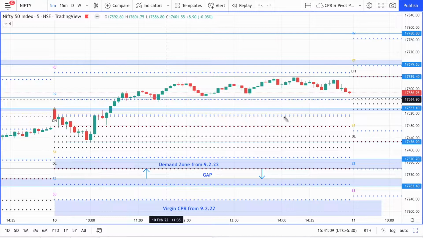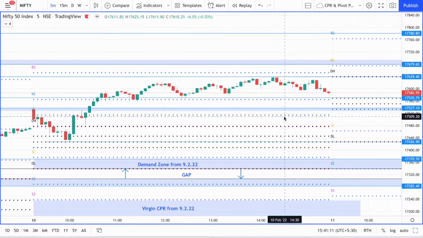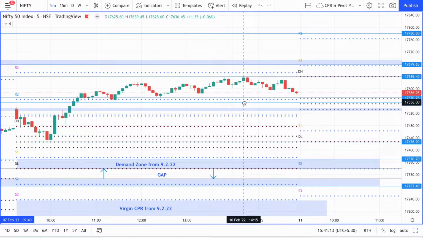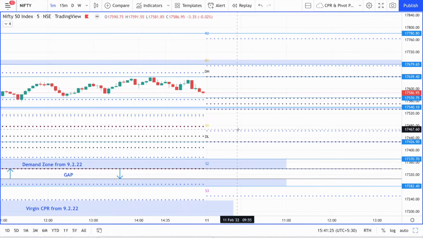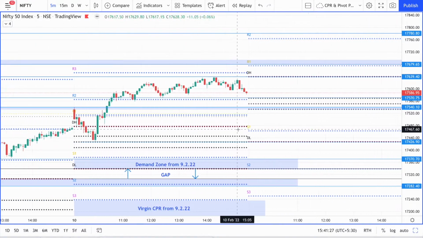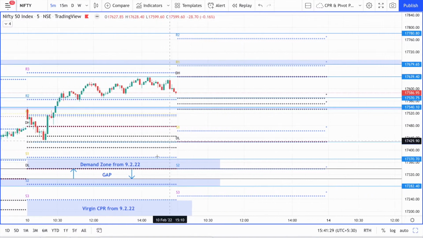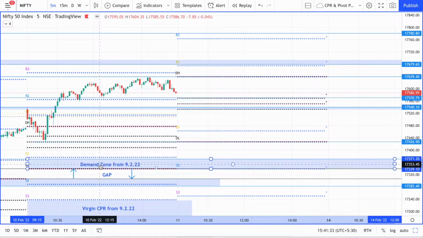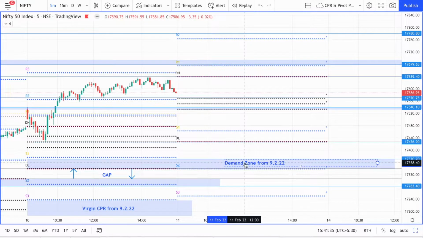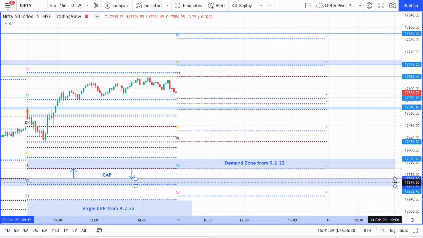Okay, obviously we need to see where price opens tomorrow. But we will see. According to that, let's manage the levels here. So let's just adjust the box here. Yeah, that should be fine for tomorrow. And obviously you know that you have the demand zone coming from the 9th. Okay, so let's mark this area. This is the gap which still remains to be filled.